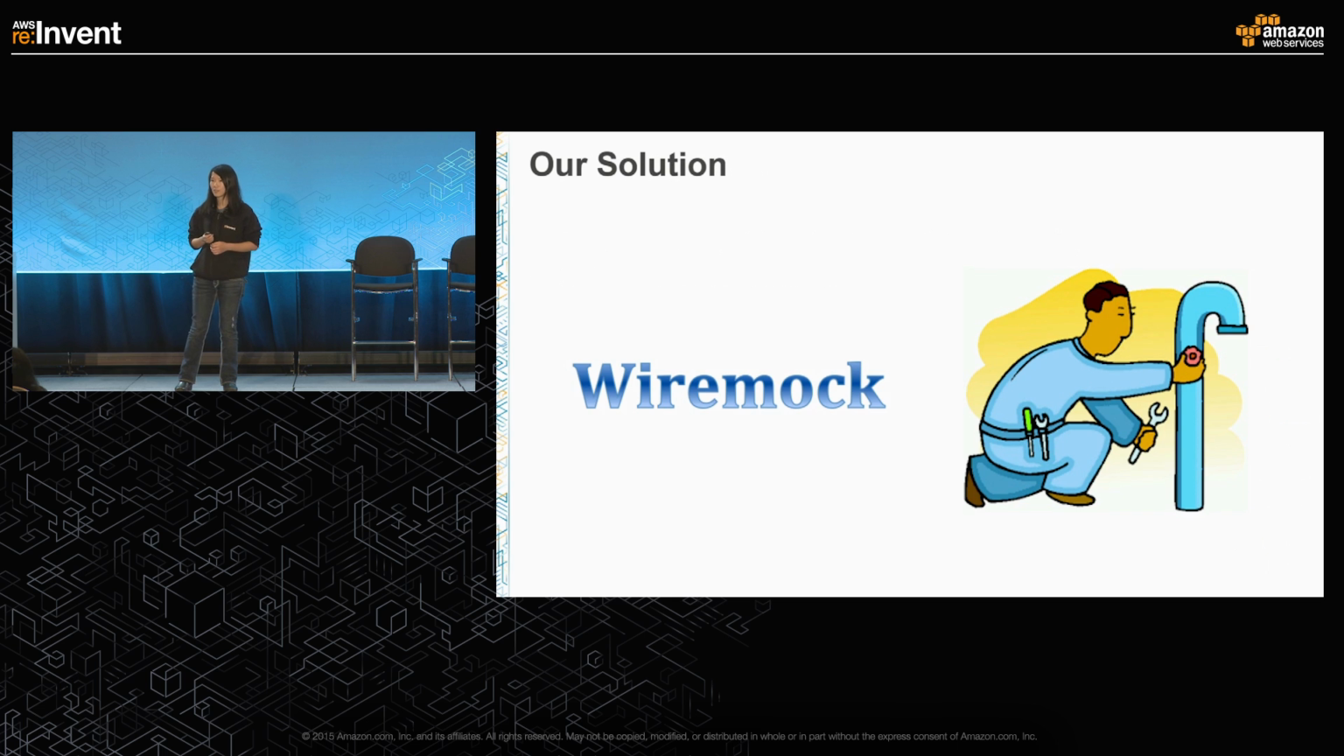Our solution is to use WireMock. WireMock is an open source tool. We can stub the dependency. With that, we can fix our pipeline and make sure it will only stop when it finds a true bug, like it's meant to be.